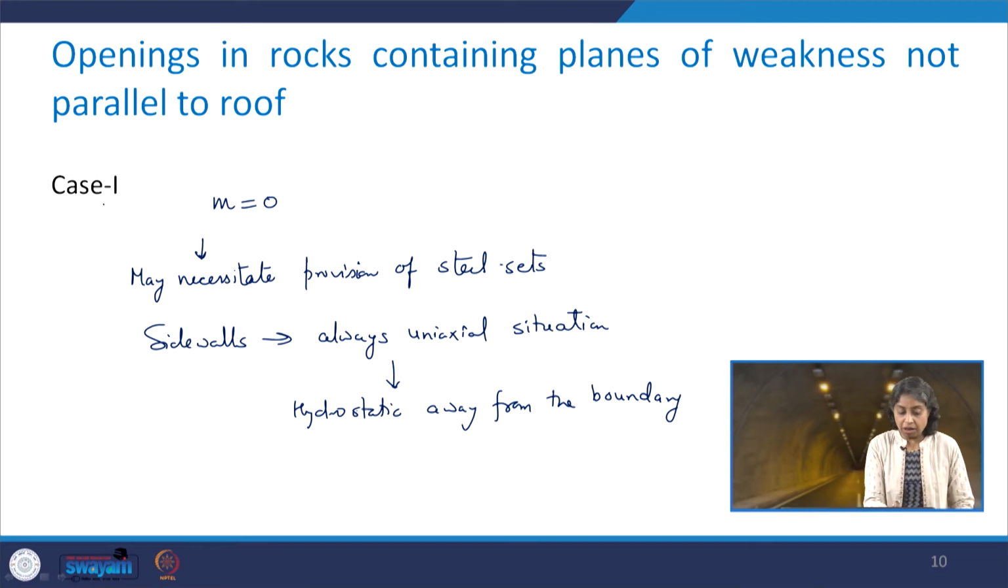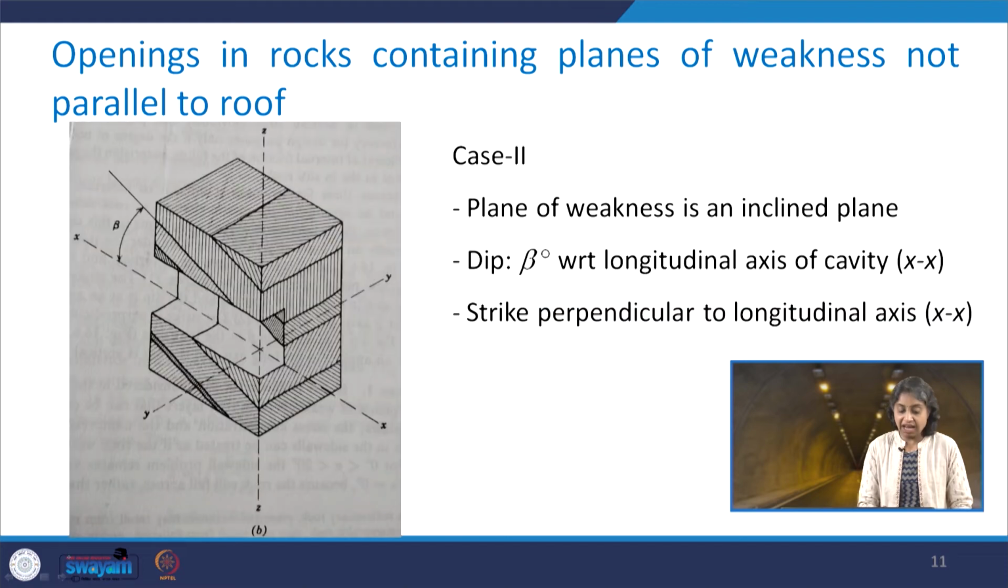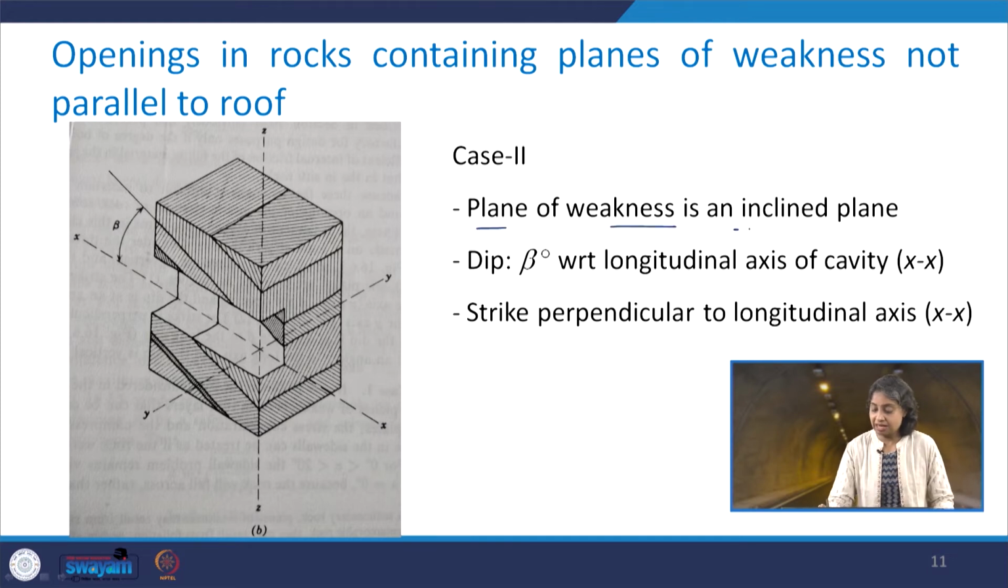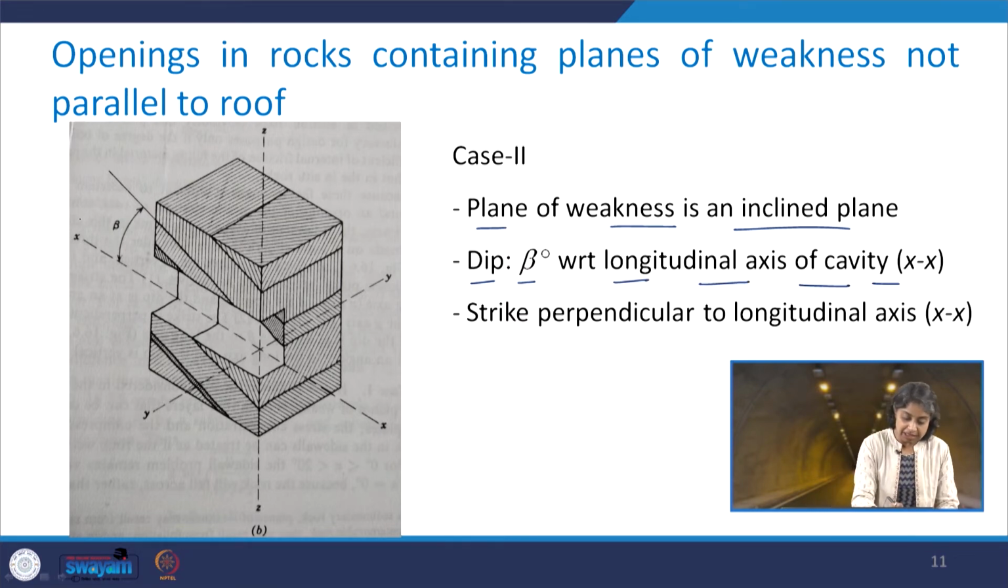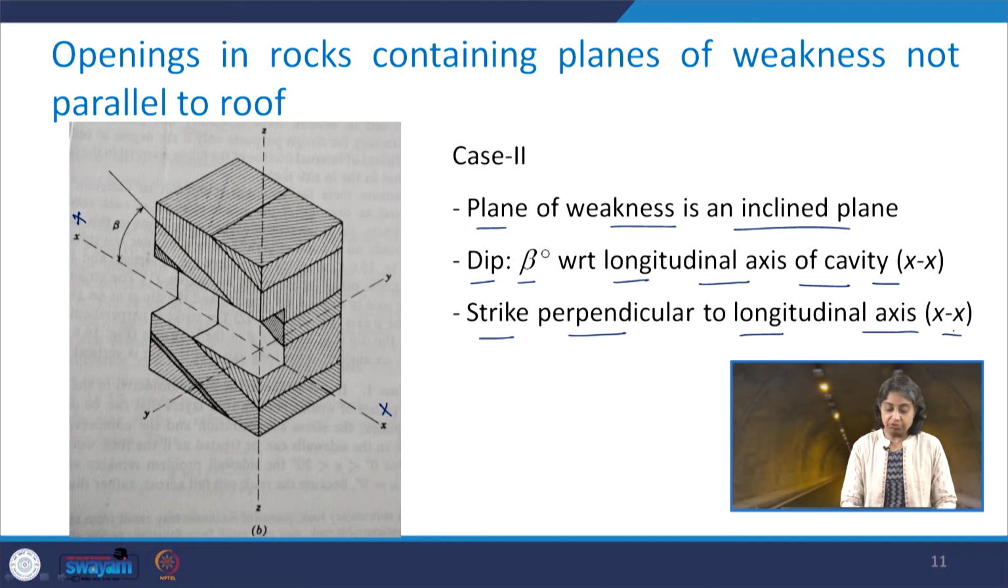So, this was all about case 1, and then we had the second case, where the plane of weakness is an inclined plane, as has been shown in this figure. Then the dip was defined as beta degrees with respect to the longitudinal axis of the cavity, which is the x axis here, and the strike was perpendicular to the longitudinal axis, as is clear from this figure.